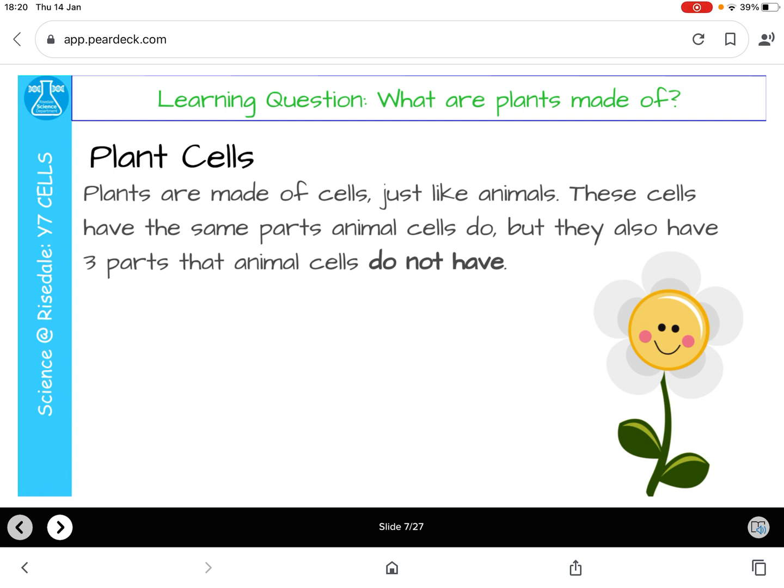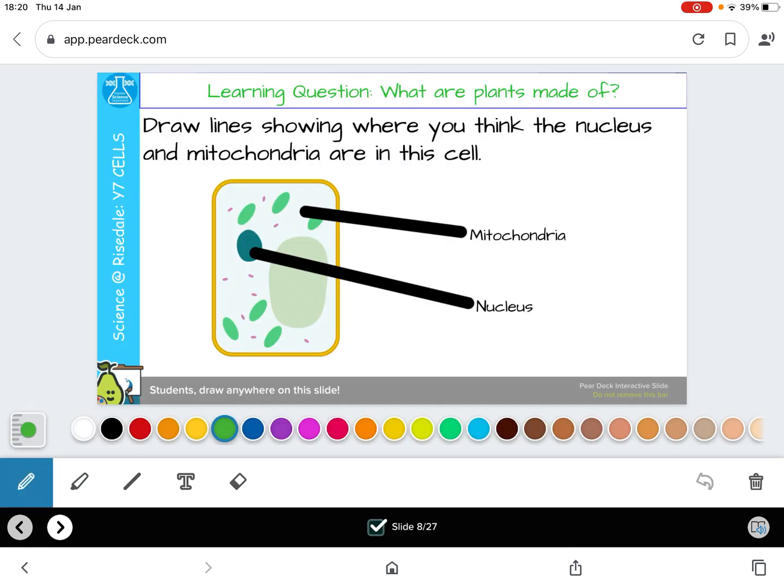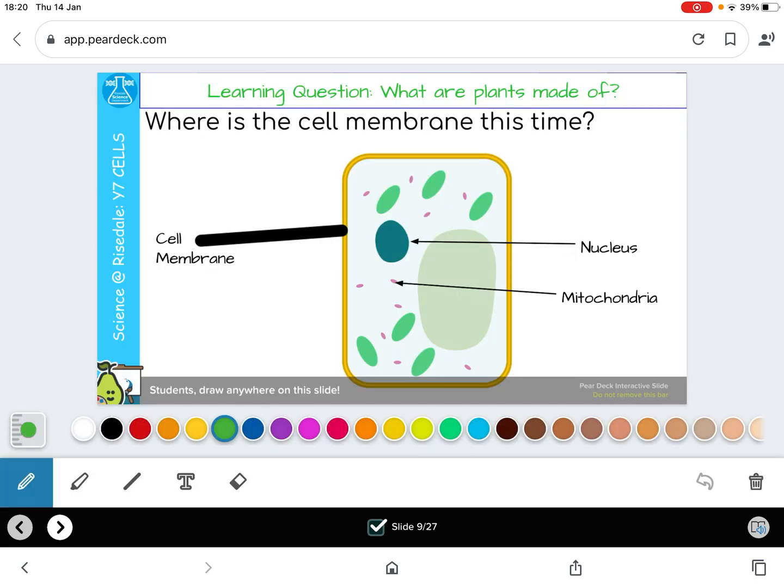Now, plants, just like animals, are made of cells, and the cells have the same parts as animal cells, but they also have 3 extra parts that animal cells don't have. So I asked you to identify parts we already knew in the animal cell by drawing lines to them. So the mitochondria are these little purple dots all over the cell, and the nucleus was the blue dot. Lots of us chose these bigger light green dots, but that's a different part. Where is the cell membrane? So if you look at the yellow box around the outside, you can see that it's got an outer line and an inner line. So the cell membrane is the inner layer of that yellow box.